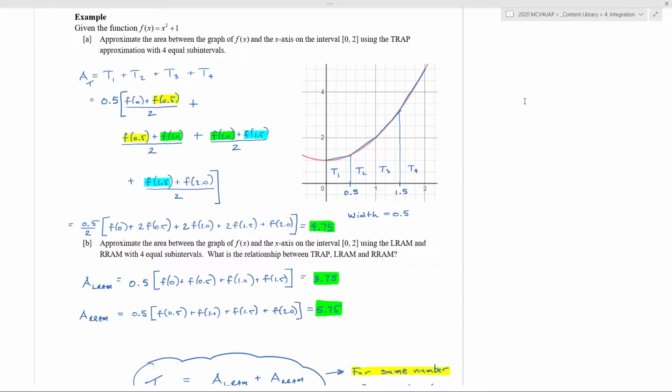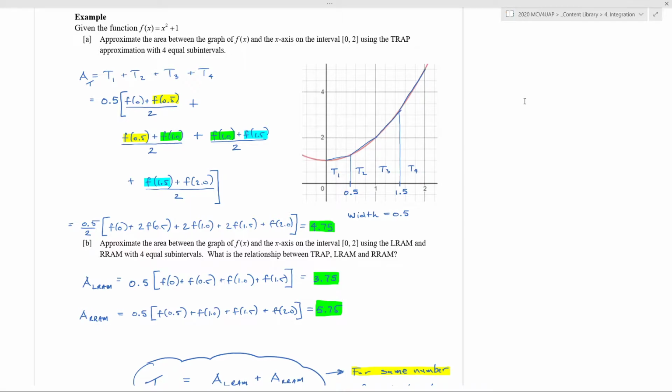Now, I have to multiply the width of each trapezoid by the average of the two heights of each trapezoid. So for T1, the left-hand height would be f at 0, and the right-hand height would be f at 0.5. So to average those heights, I just divide by 2. And that gives you the first expression in the square brackets.